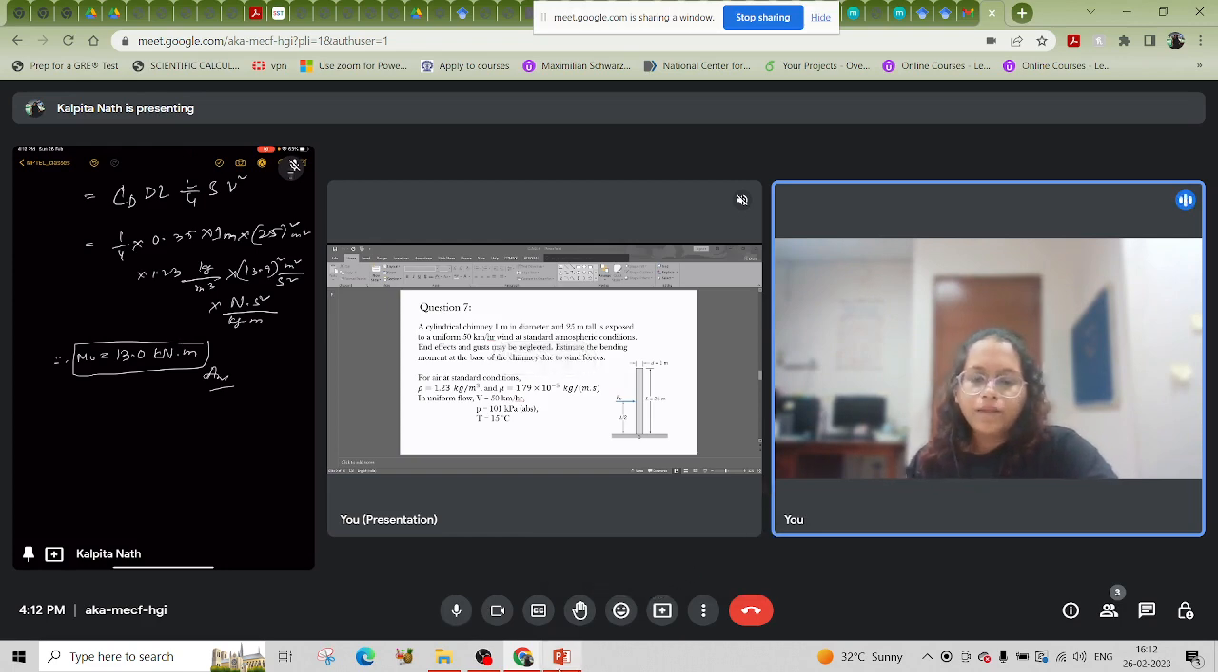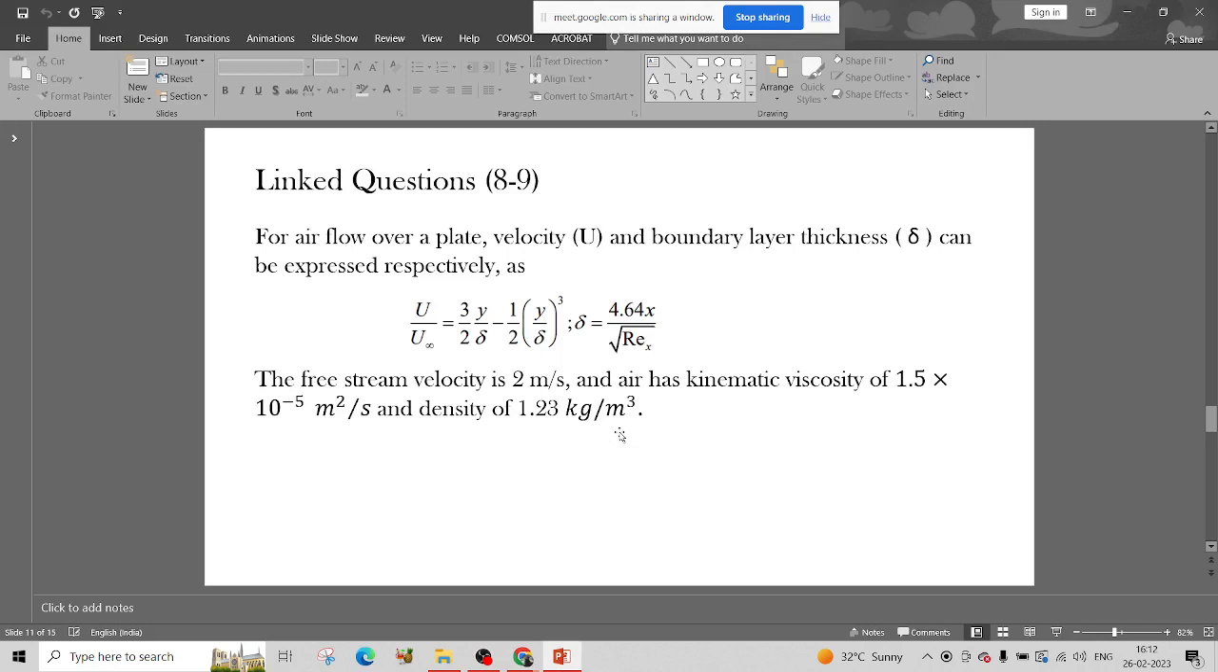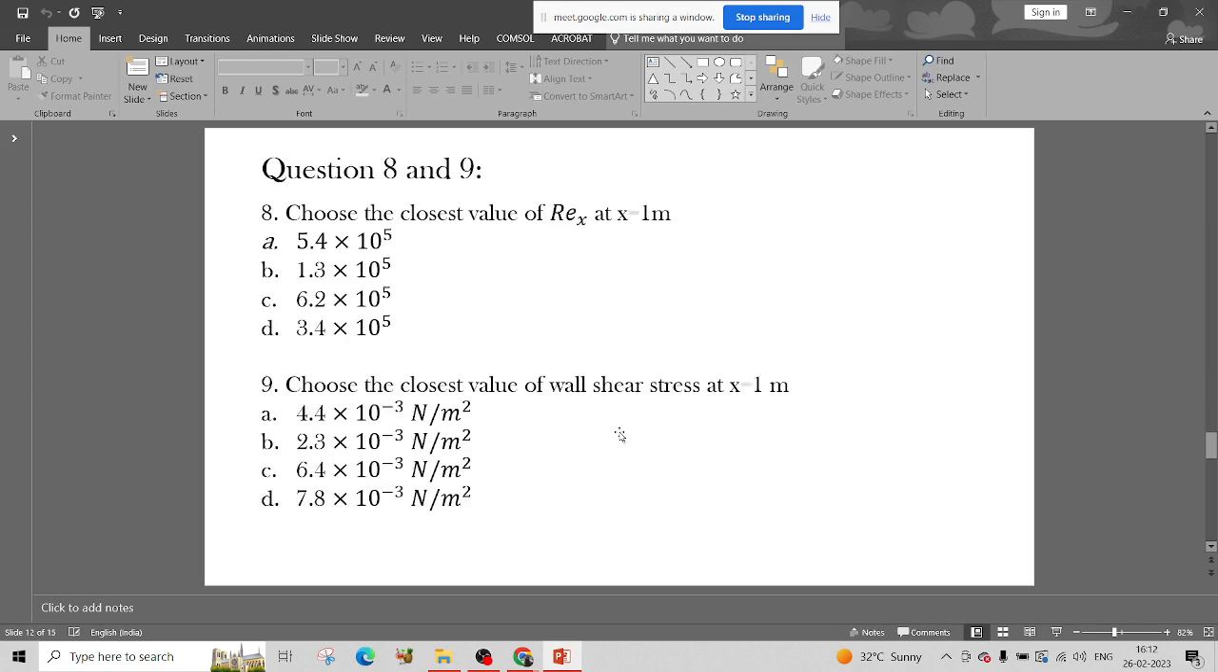Okay. So now we'll go on with the next question. So there is a linked question. For airflow over a flat plate, the velocity is u and the boundary layer thickness is given as delta. The velocity can be expressed as this equation, and delta is also given. The free stream velocity is 2 meter per second and the air has kinematic viscosity of 1.5 × 10 to the power minus 5 meter square per second, and density is 1.23 kg per meter cube.